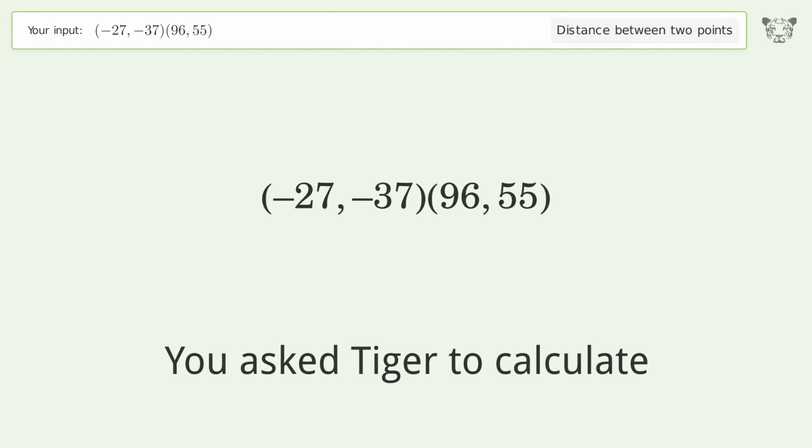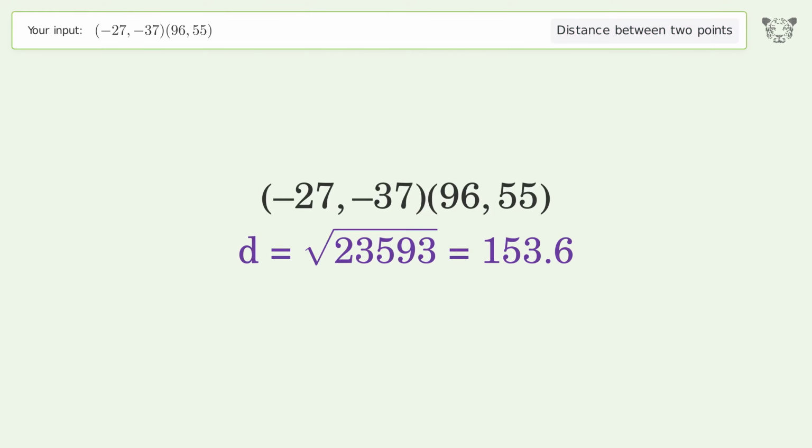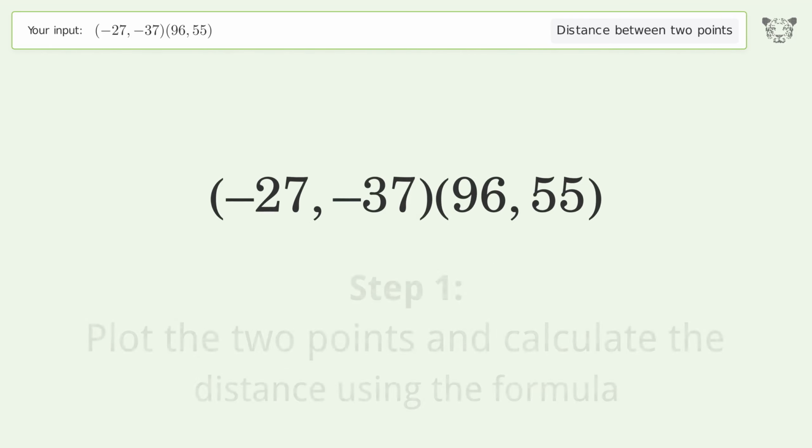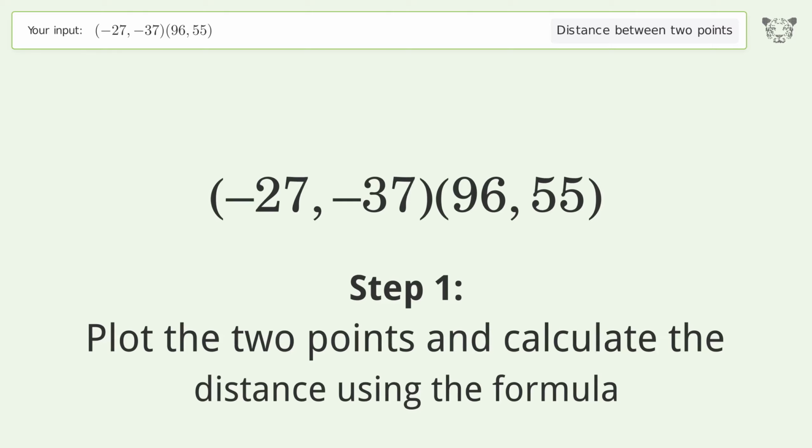You ask Tiger to calculate. This deals with the distance between 2 points. The distance between the 2 points is the square root of 23,593, or 153.6. Let's solve it step by step. Plot the 2 points and calculate the distance using the formula.